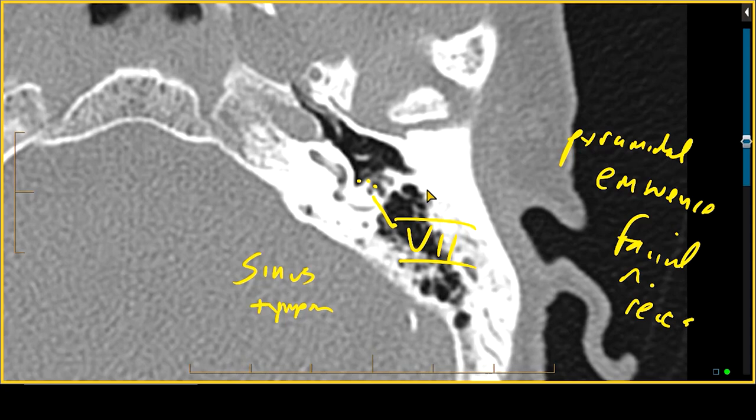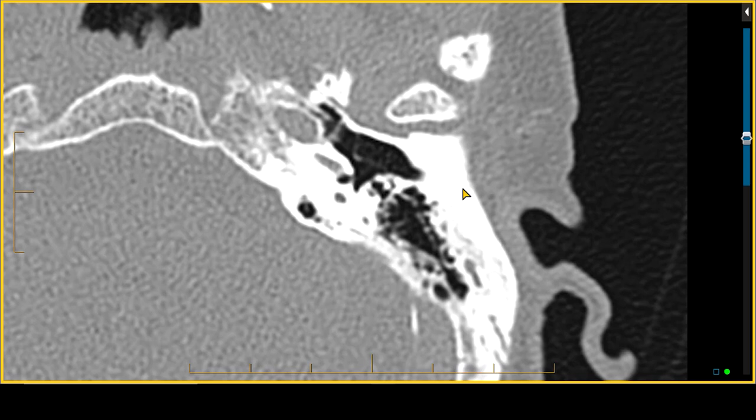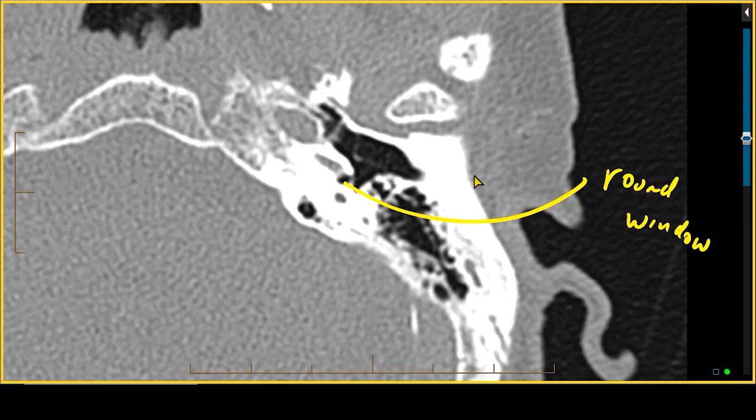Right here, we find that area of the airspace that is about to connect to the basal turn of the cochlea. This airspace is the round window. So we talked about the oval window where the stapes inserts at the vestibule. Here is the round window which leads to the basal turn of the cochlea. And you may recall I said that this is the space through which they insert the cochlear implant. We're seeing just a little bit of the sinus tympani, and I mentioned before that that little bone connection between sinus tympani to the round window is something called the subiculum.